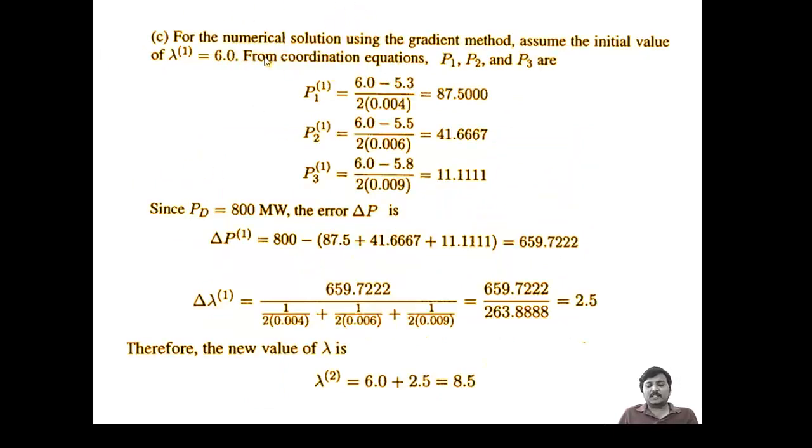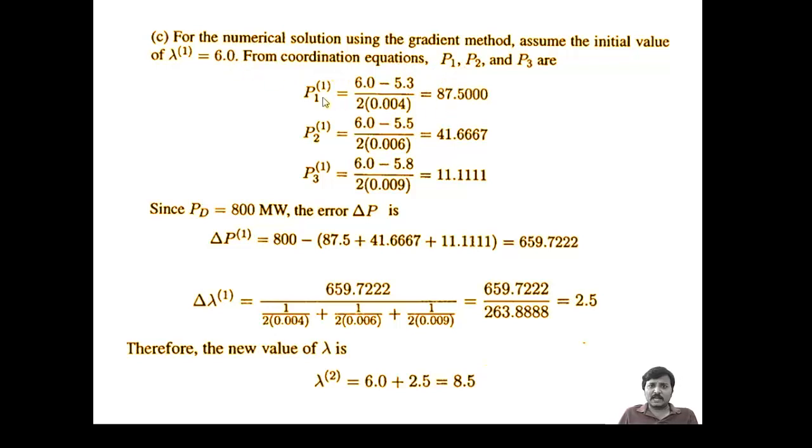The third one is the iterative method, a numerical solution, also called the gradient method. Assume an initial value of lambda as the first guess. How do you select this? Normally the value should be greater than all 3 values of beta. The P1 beta value is 5.3, P2 beta is 5.5, and P3 is 5.8. So you can select any value greater than these; we have selected the first value as 6.